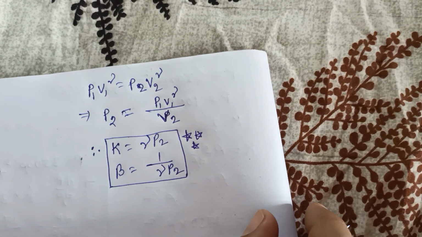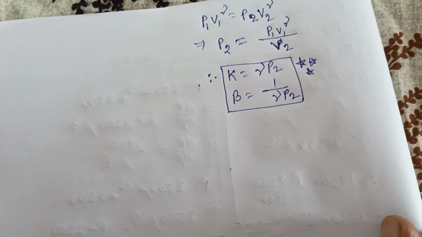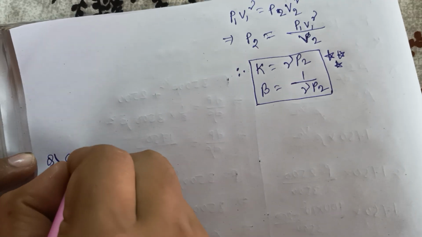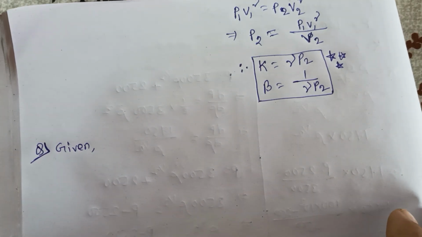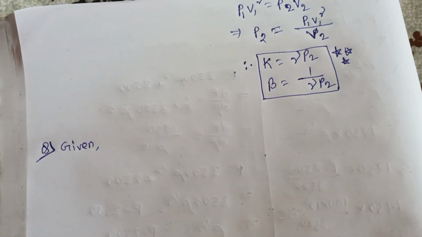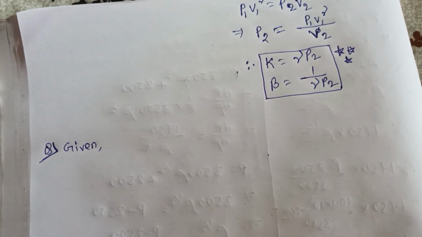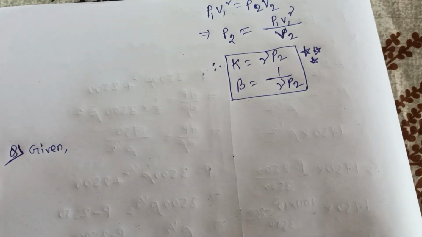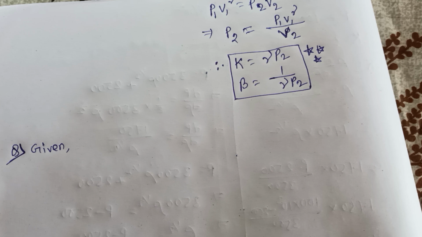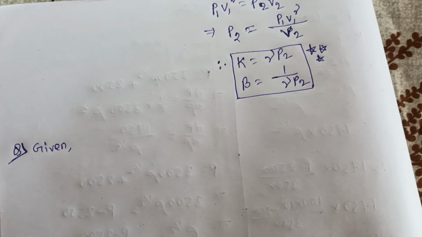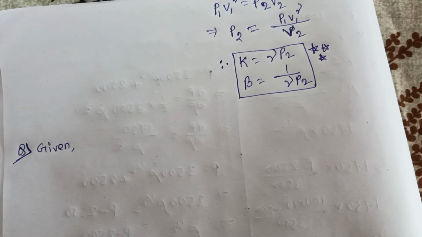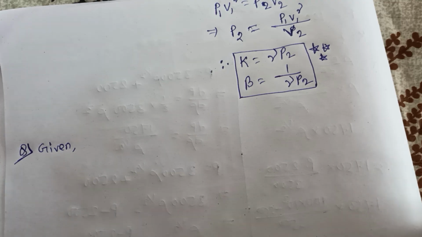Now there is one problem. A cylinder contains 0.35 meter cube of air at 276 kilonewton per meter square absolute pressure. The air is compressed to 0.071 meter cube. Assuming isothermal condition, you have to calculate the bulk modulus, and also the adiabatic bulk modulus of elasticity at the new state, if the specific heat ratio gamma for air is 1.4.